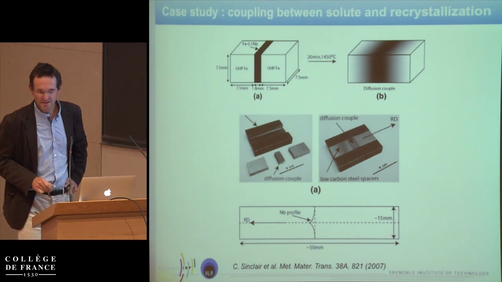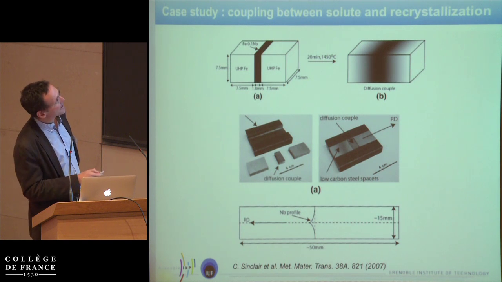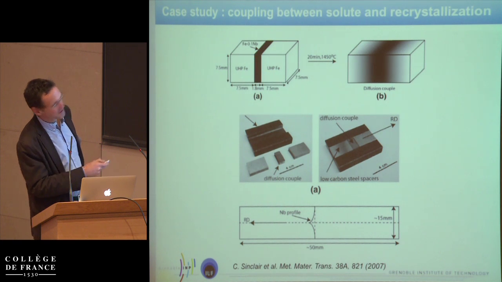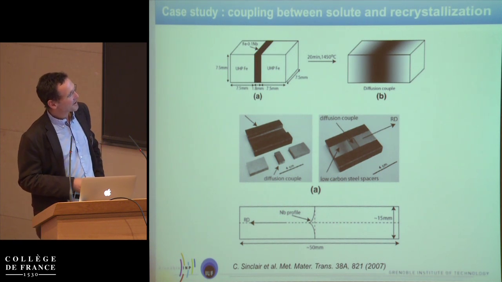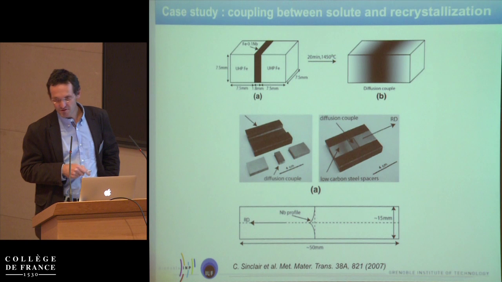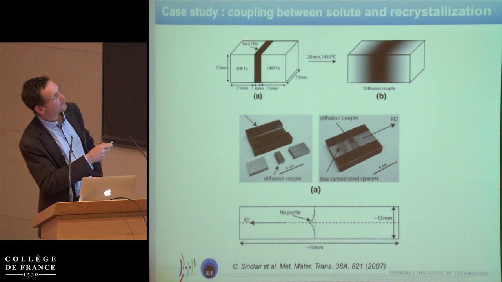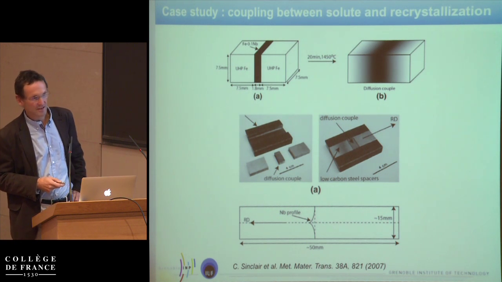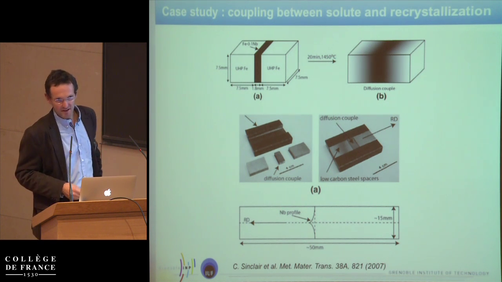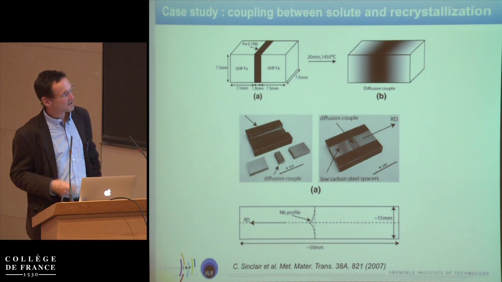So coming back to the example I showed you first on how to make diffusion couples, I'm coming back to this case where they looked at the effect of niobium on iron and made a diffusion couple. The aim here was to look at the coupling between solute and recrystallization. So the aim was to know how this addition of niobium changed the recrystallization behavior of the steel. And so the idea was to get rid of other effects and particularly not get rid of carbon, because carbon likes niobium a lot, and then you get precipitation and it becomes more complicated.